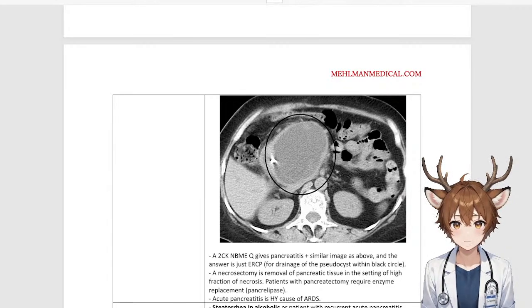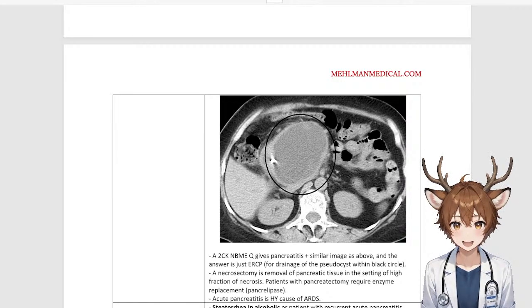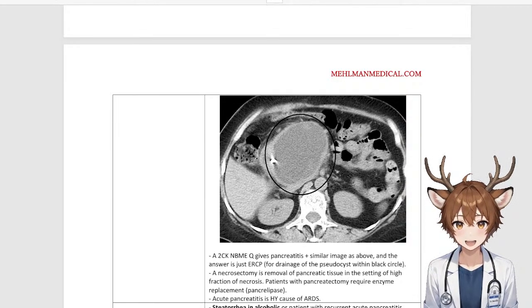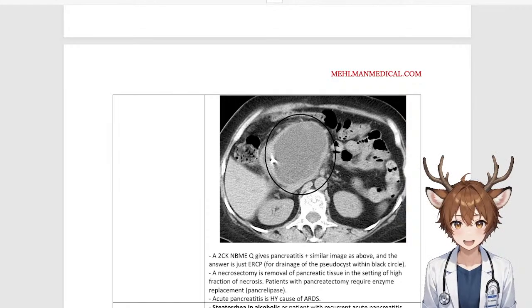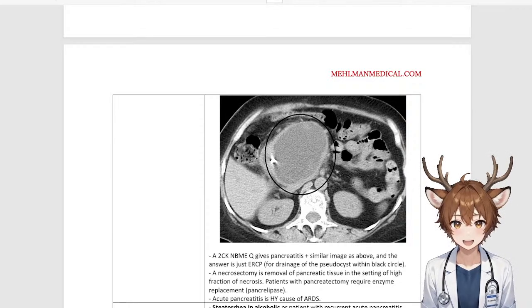A necrosectomy is removal of the pancreatic tissue in the setting of a high fraction of necrosis. Patients with pancreatectomy require enzyme replacement, pancrelipase. Acute pancreatitis is a high-yield cause of ARDS.